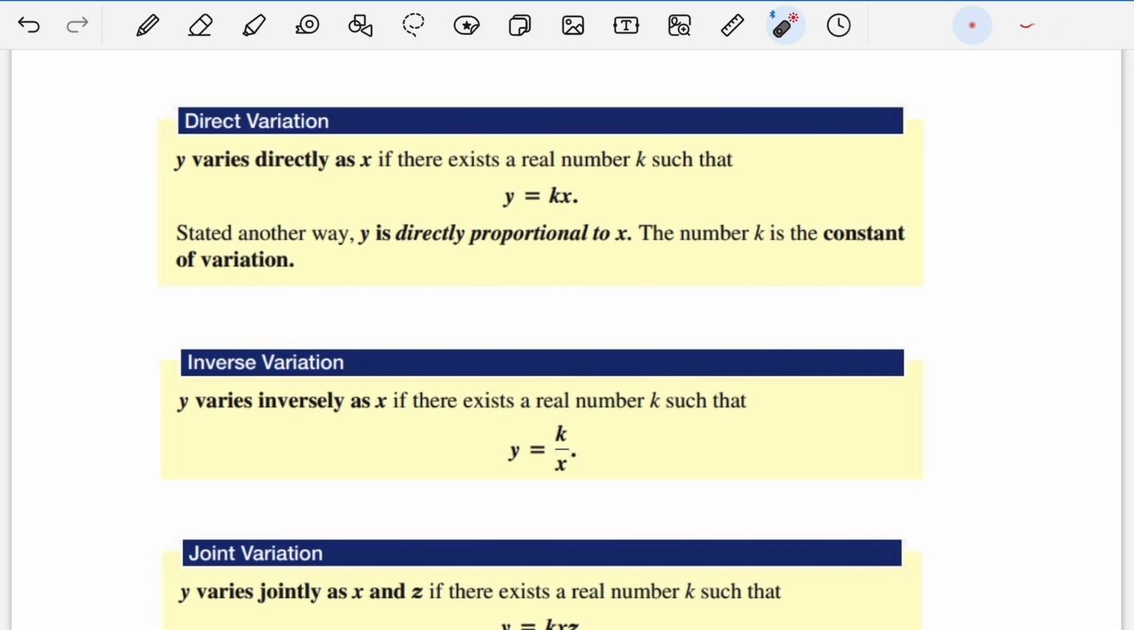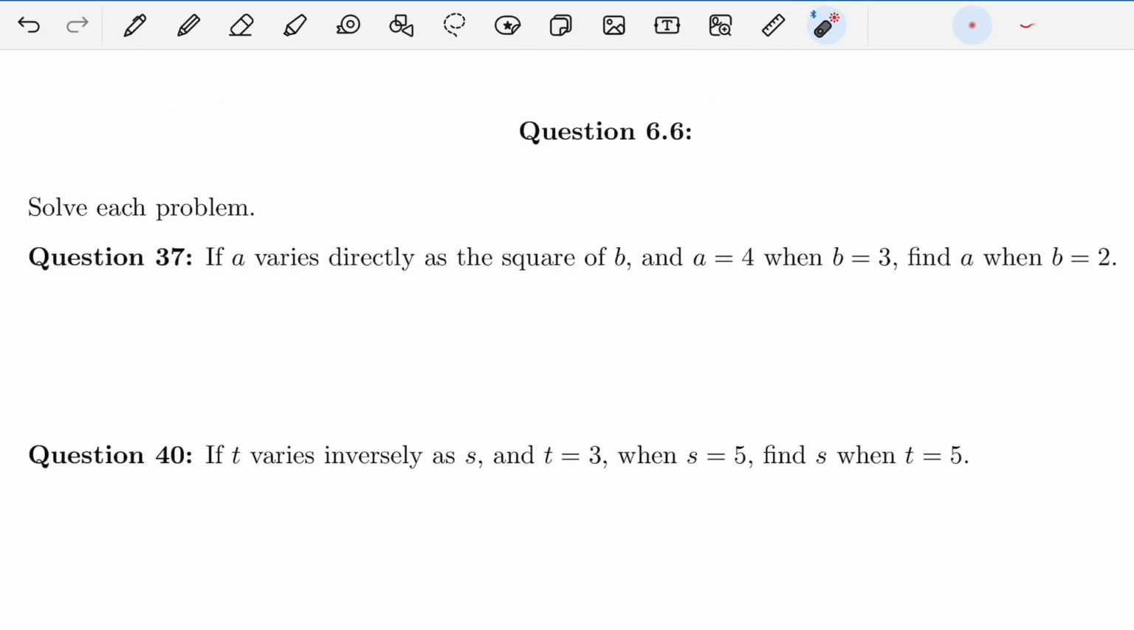So we're going to work on some examples here, and these are just screenshots from our textbook. So let's look at question 37 here. We're told that if a varies directly as the square of b, a is equal to 4 when b is equal to 3.